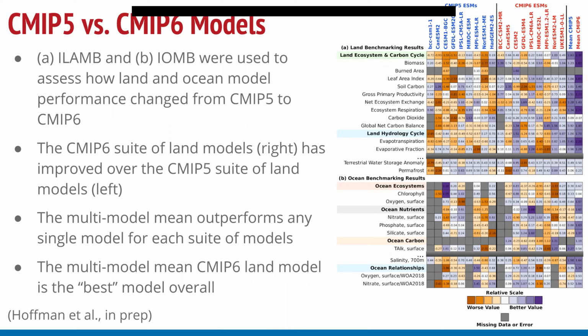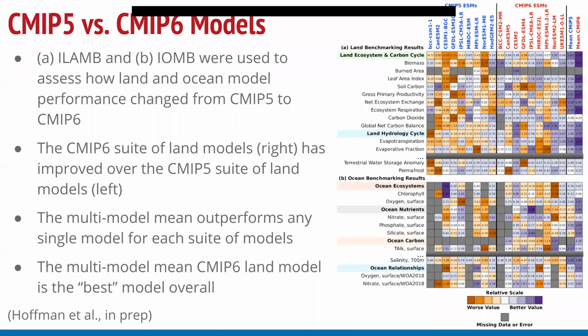What we can see overall, just by looking at the land model results, is that the suite of CMIP6 models generally has more blue in it than the CMIP5 set of models, right? So the scores tend to be higher. And that indicates that the models have overall improved between the CMIP5 generation and the CMIP6 generation. Now, the multi-model mean, the last two columns in the figure, shows that the multi-model mean outperforms any single model for its suite, and the best model is this multi-model mean CMIP6 model, as it gets the highest relative score values for many of the variables, but not all.